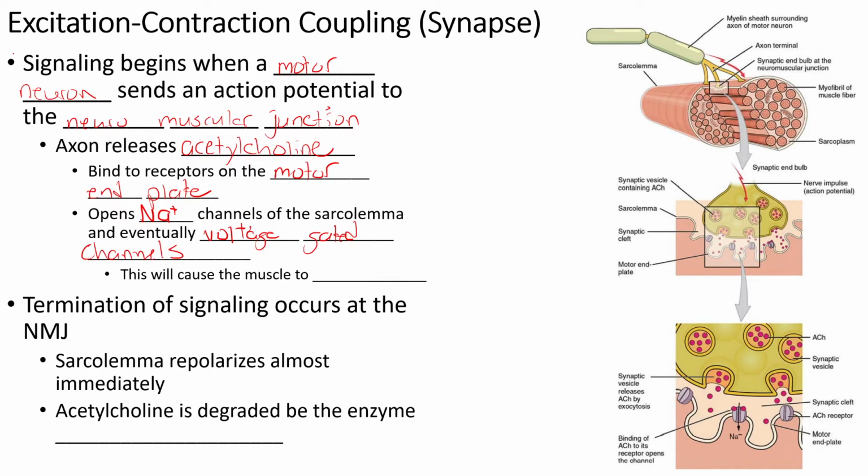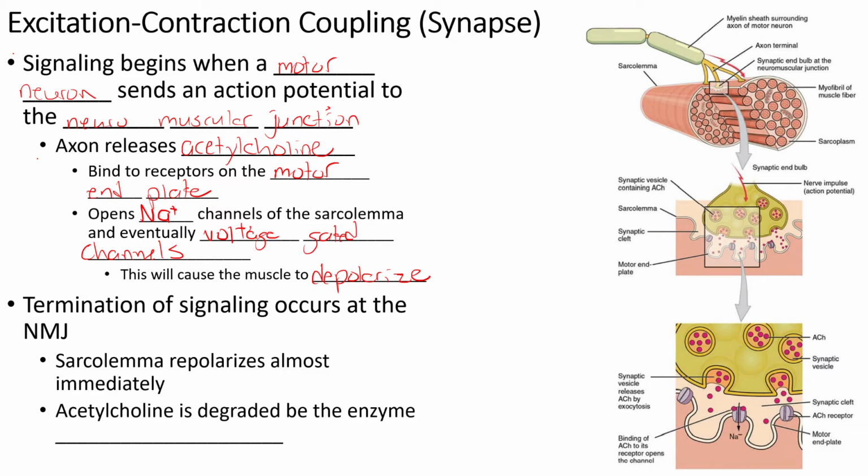Okay, and this is going to cause the muscle to depolarize. Or in other words, it's going to stimulate the muscle to create an action potential. Right? Now, how do I get this to stop? Pretty simple. I just tell the nerve to stop sending the signal. That's it.